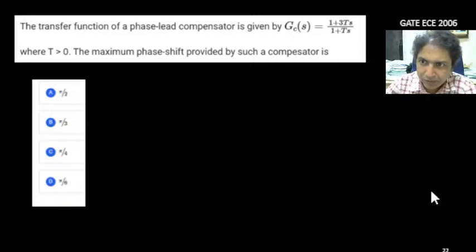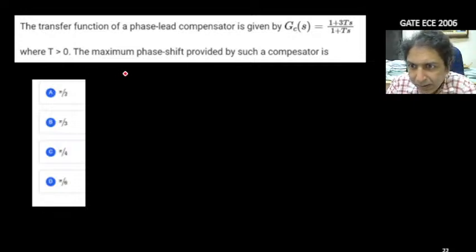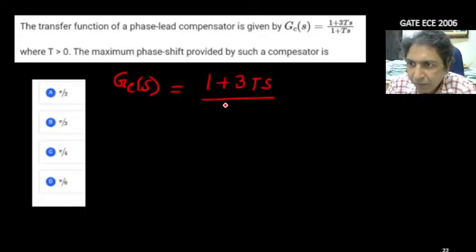So this is one phase lead compensator they have said. Now we need to find out the maximum phase shift provided by the compensator. Right? So what is this? G(s) is (1 + 3Ts) upon (1 + Ts). Okay. So what is the phase?